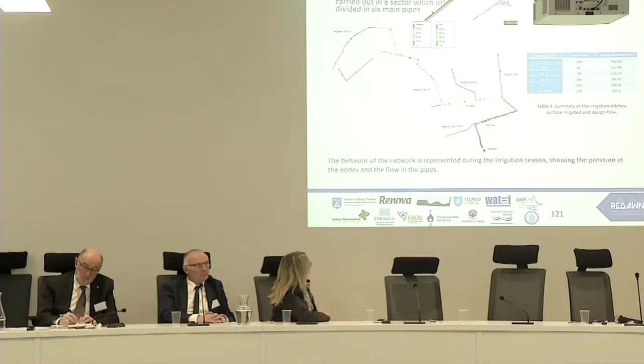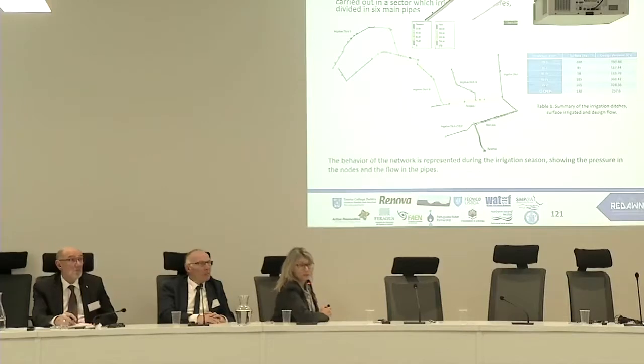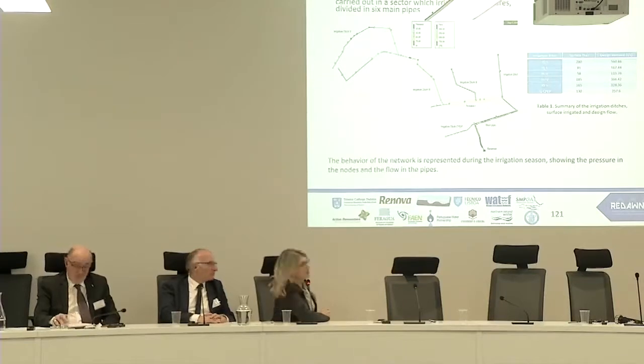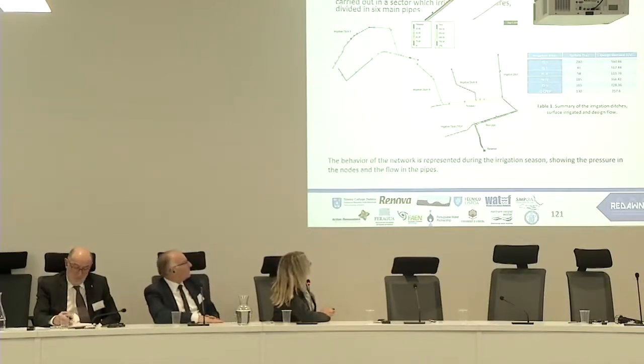Here is our grid, and the behavior of the network is represented during a certain duration, showing the pressure in the nodes. We can see the pressure in the nodes with different colors. Excess of pressure is shown in red. And the flow in the pipes, we can also see with colors.